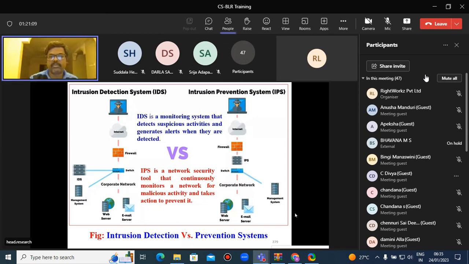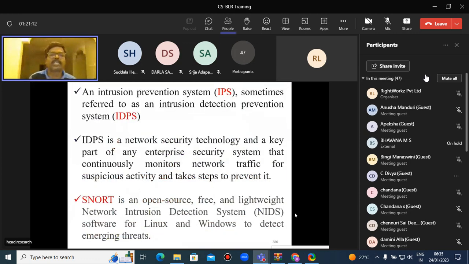An intrusion prevention system, called IPS, is sometimes referred to as intrusion detection and prevention technologies, IDPS. IDPS is a network security technology and a key part of any enterprise security system that continuously monitors network traffic for suspicious activity and takes steps to prevent it. Snort is an open source, free, lightweight network intrusion detection system software for Linux and Windows to detect emerging threats. That's why we are using Snort.